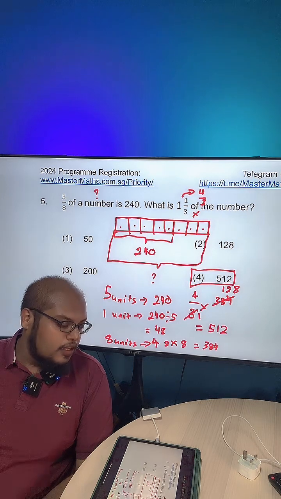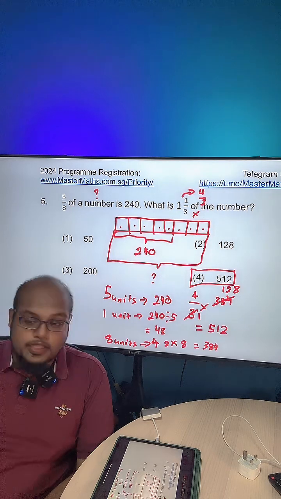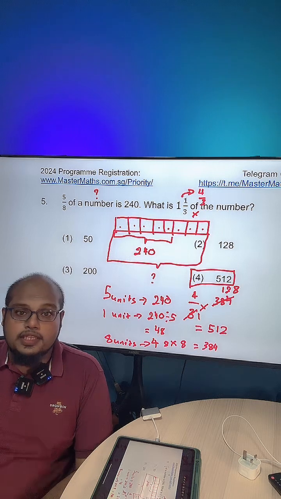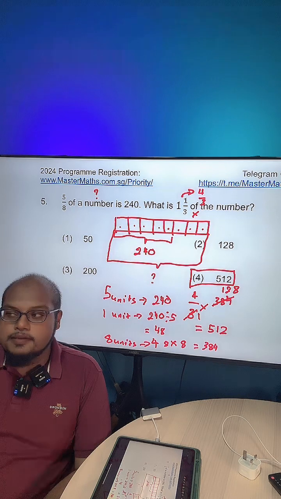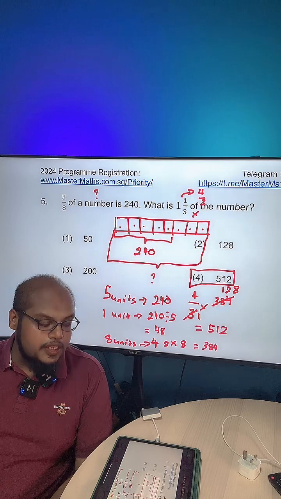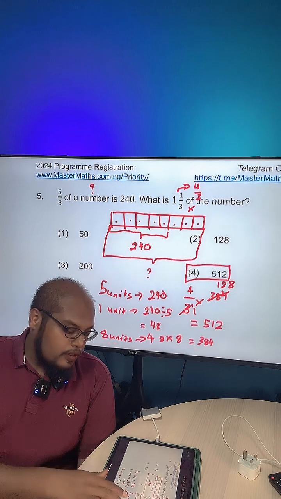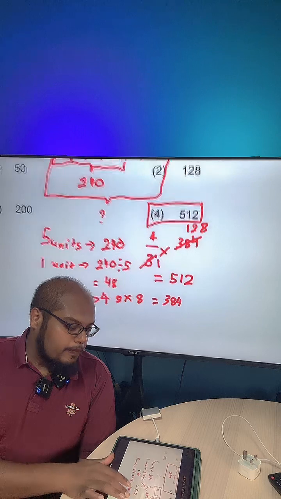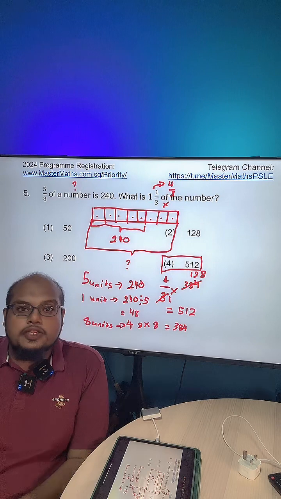Okay, I hope this is understandable. Like I said, this fraction question, this kind especially, you may see it in Booklet B. Sometimes you can also see it as a Booklet A question. Okay, it's very possible. Even for this, it doesn't say which school paper, but it's a very common question.